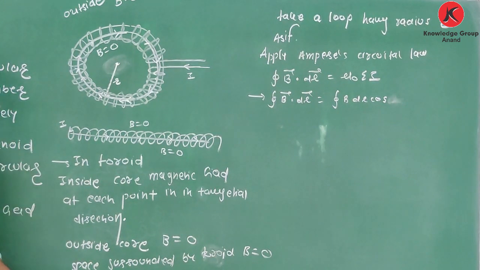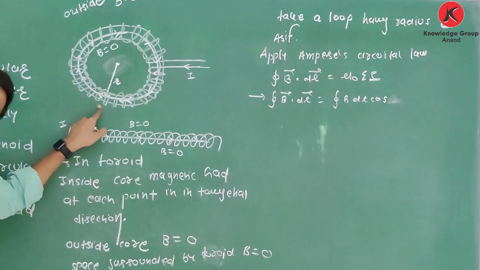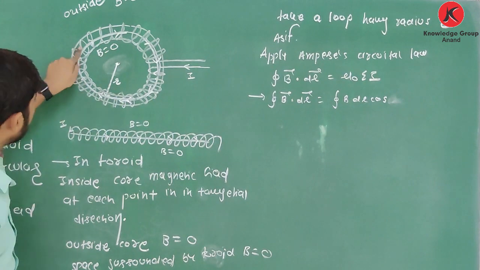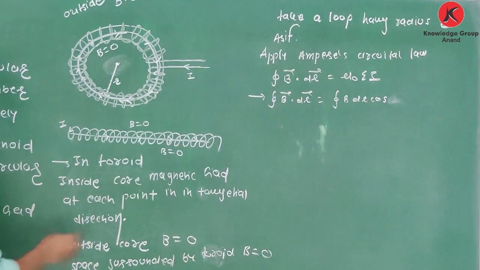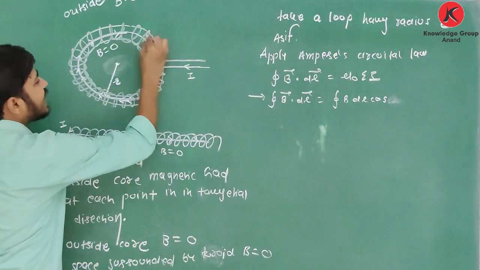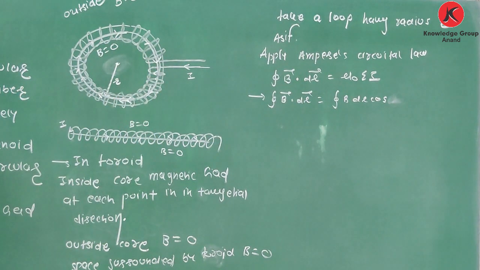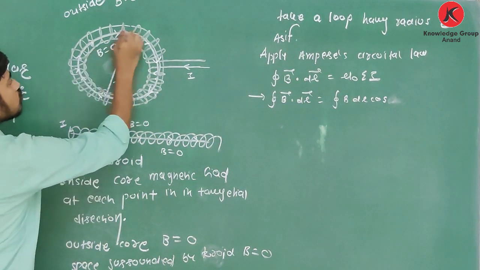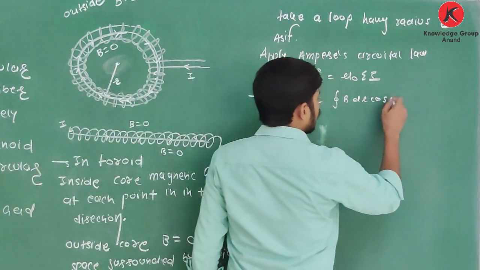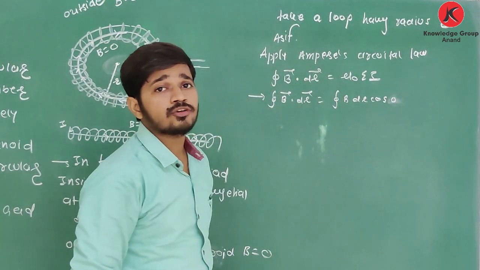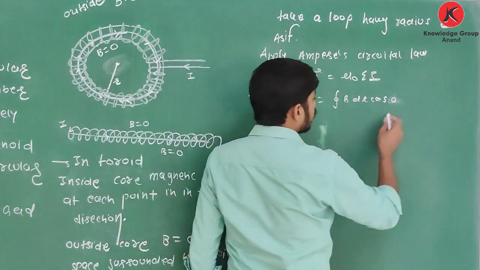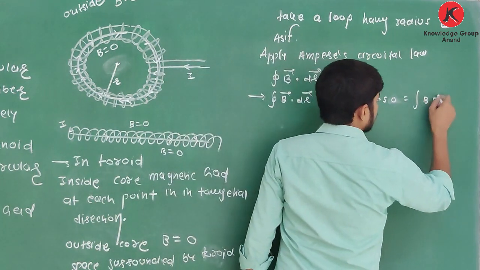Due to each and every loop, find the direction of the magnetic field. It will be in this direction. The Ampere loop is also in this direction. So for the Ampere loop, it is B dl cos 0. What is the value of cos 0? It is 1. So it is the integration of B dl.